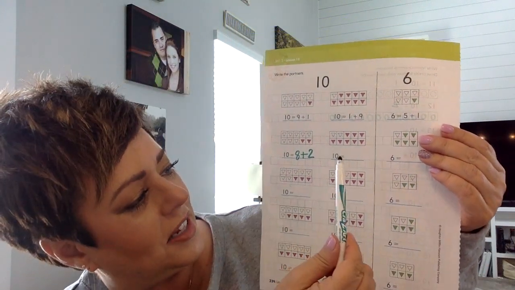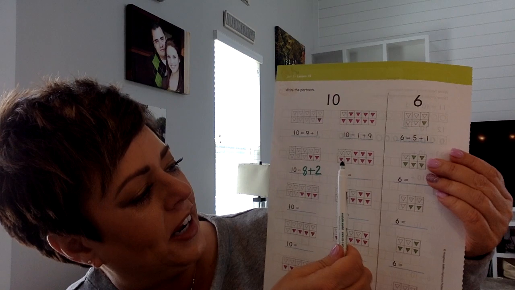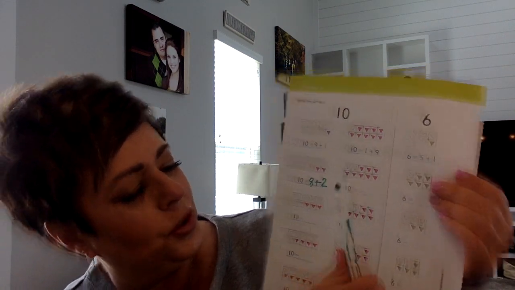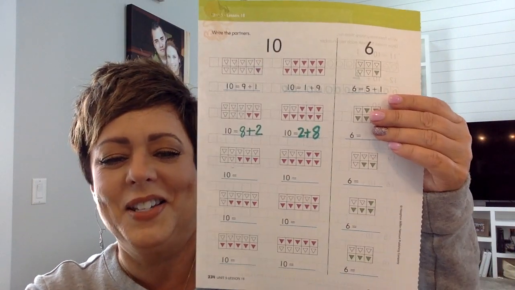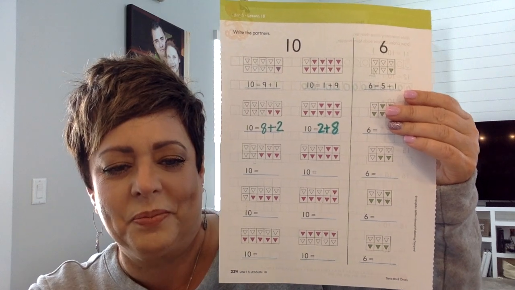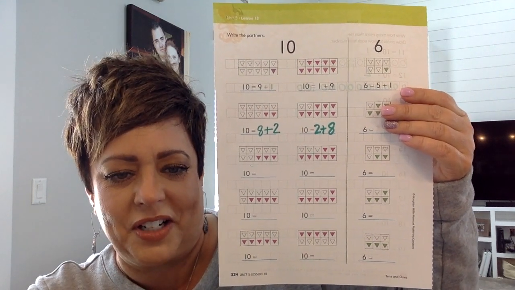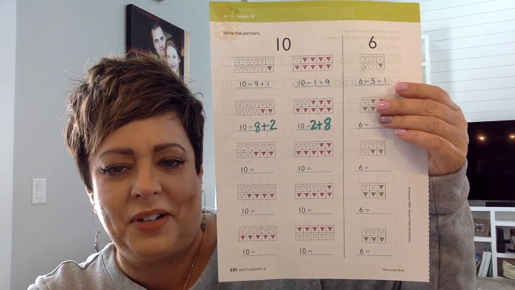Okay, what is the switch? Go to this next part. How many are not colored? 2 are not colored plus 8 that are colored. So there is the switch. So I want you to finish the rest of them for 10 and the rest of them for 6.